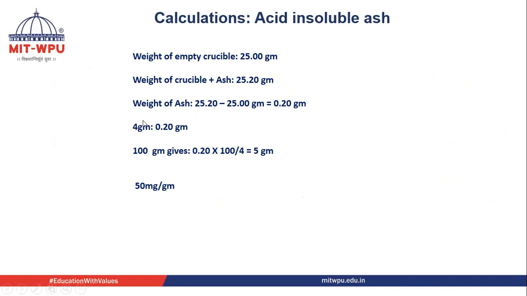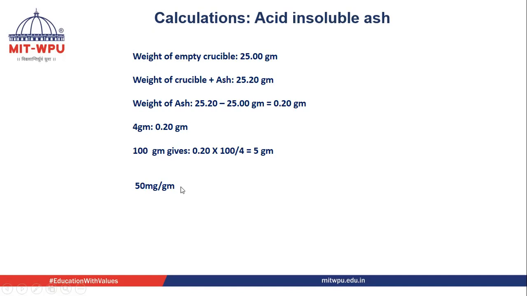So 4 gram of drug. Initially, I had taken 4 gram of drug. From this 4 gram of drug, I got the total ash, and this total ash I used for making the acid insoluble ash. So 0.20 gram I am getting. So 100 gram will give how much? I will be getting 0.20 into 100 divided by 4, that is 5 gram. So in milligram per gram, if I want to express, it is 50 milligram per gram.